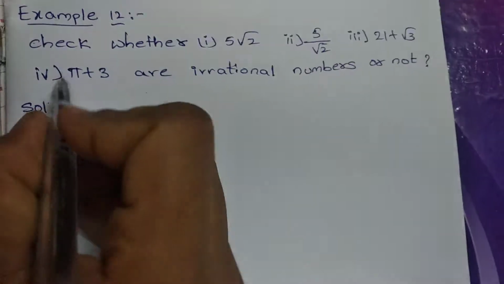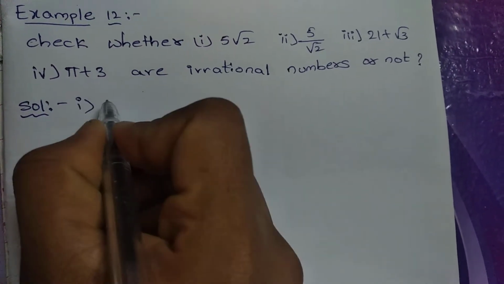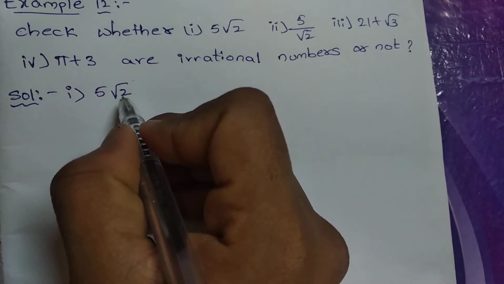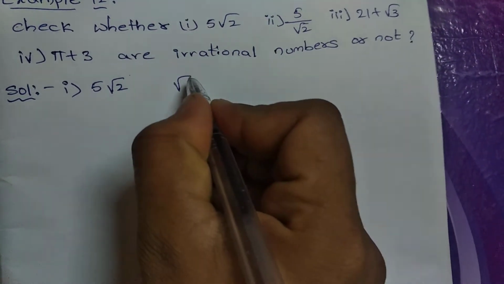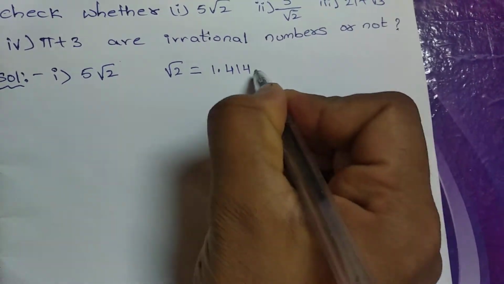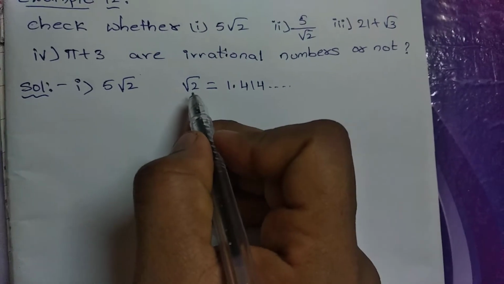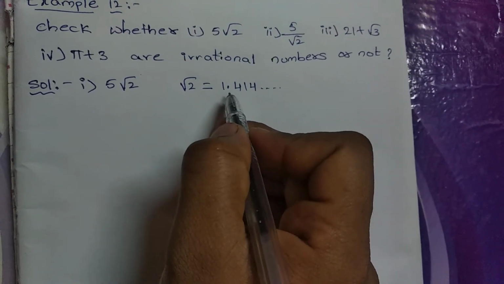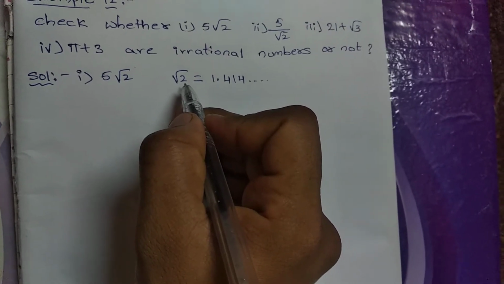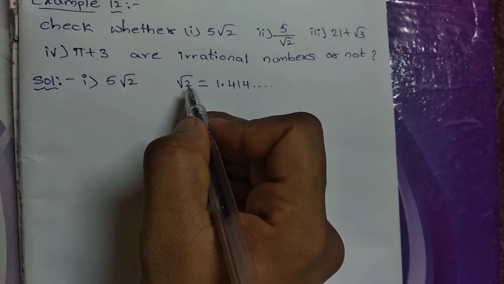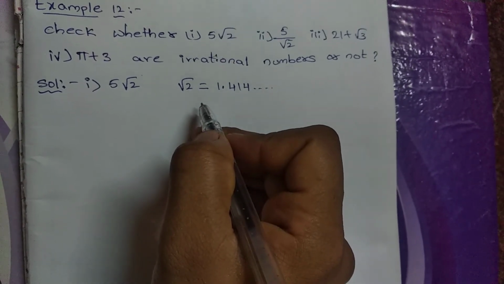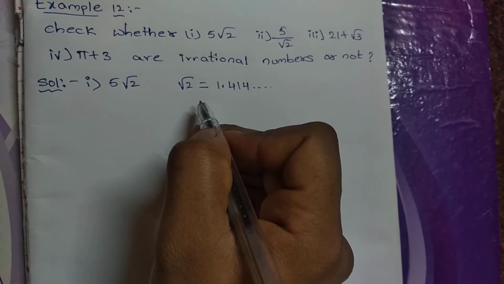So the first one is 5 root 2. We know the root 2 value. What is the root 2 value? Root 2 value is 1.414 and so on. How to find this root 2 value in decimal form? Already explained in the before video. By using the long division method we can find the root 2 value in decimals. If you want that video, I will give the link in the description box, see there.